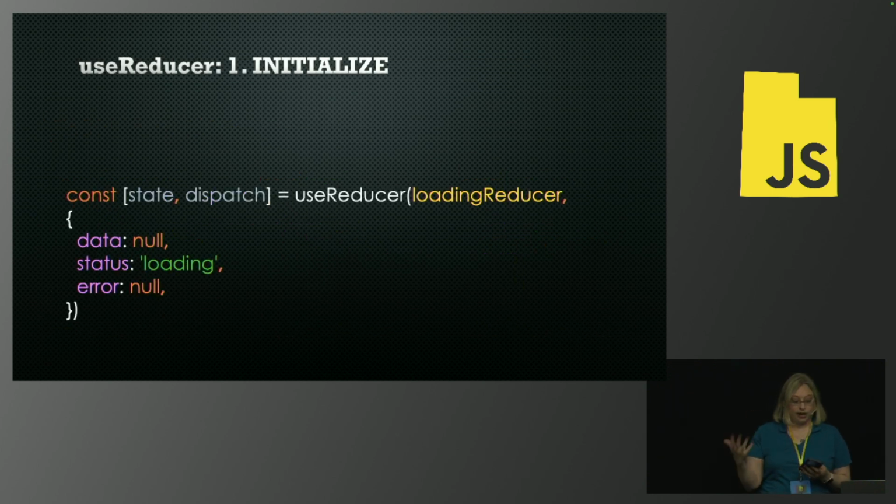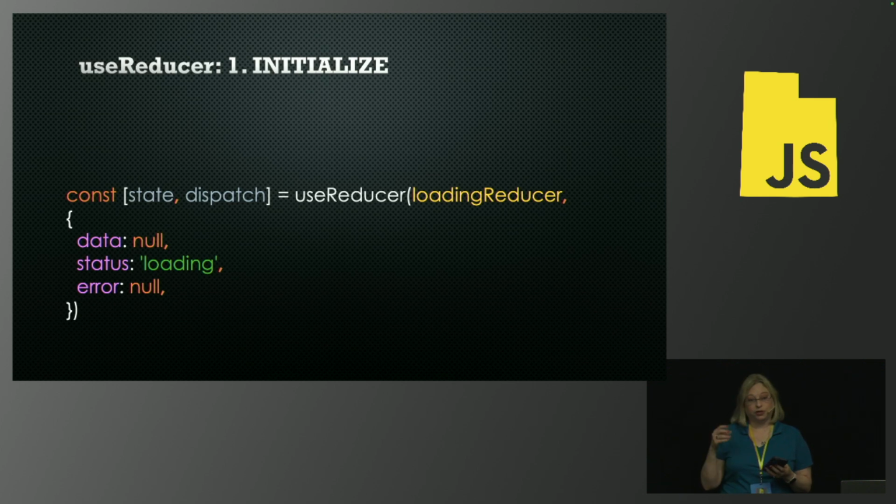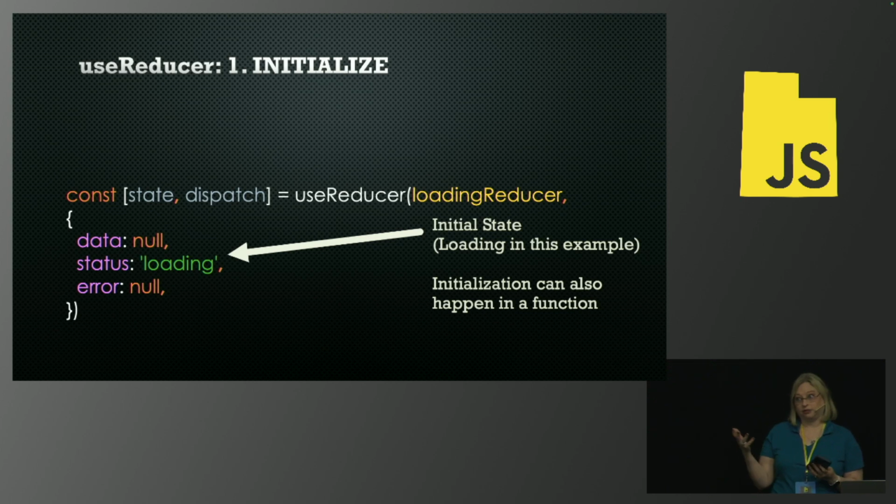And when it goes to use the reducer, we just put the reducer function in our useReducer hook. Now notice this looks a lot like useState. We have our initial state, and that could be a function if it gets complicated.